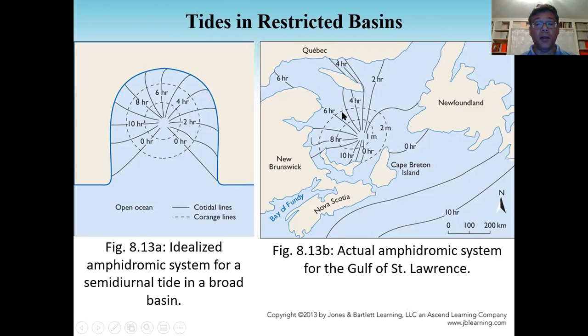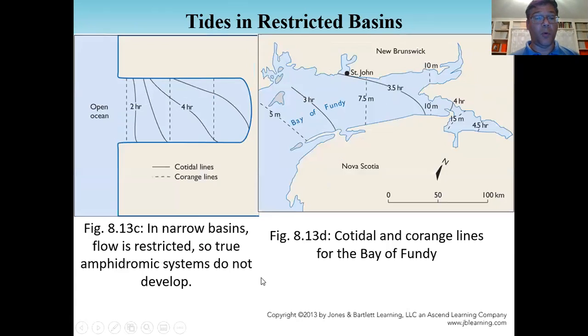And then it's rotating around. Yep, it's counterclockwise. It's in the northern hemisphere. Pretty similar to our ideal open ocean pattern of the tides rotating around. But if we have a more narrow one, then again, our tides are going in and out, rather than our rotating pattern.